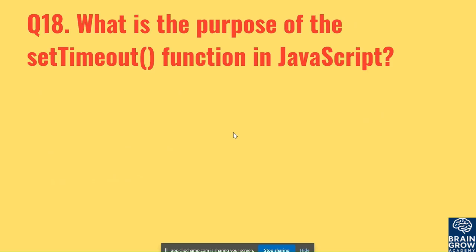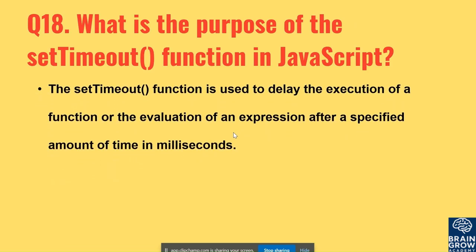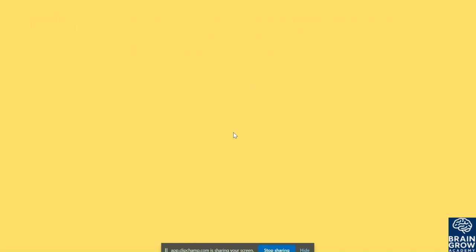And what is the purpose of the setTimeout function in JavaScript? The setTimeout function is used to delay the execution of a function or the evaluation of an expression after a specific amount of time in milliseconds. setTimeout was already discussed briefly in asynchronous JavaScript, including how it works behind the scenes and how setTimeout goes into the callback queue.